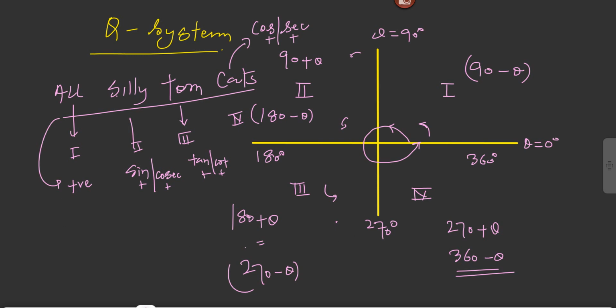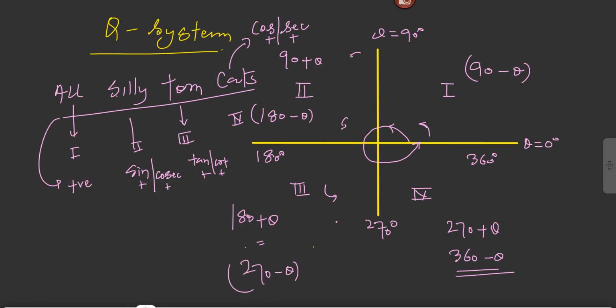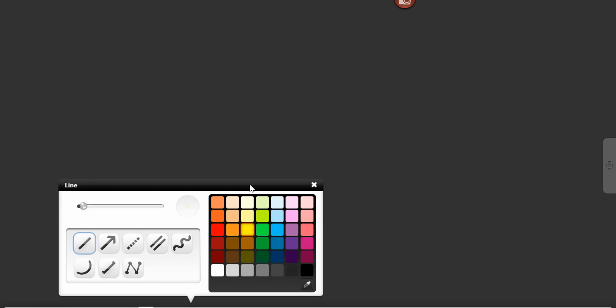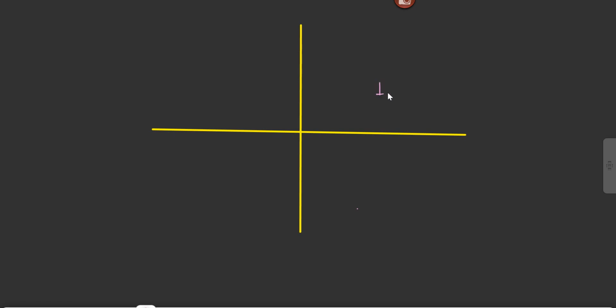So let me tell you here, according to the quadrant system, I'll redraw another diagram so that I can do it there also, like this. This is first quadrant system. In first quadrant system, we have all trigonometric ratios positive. All means all six.